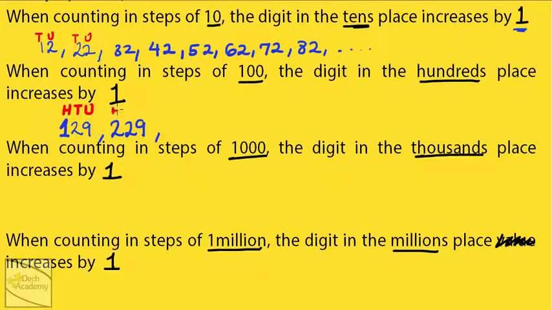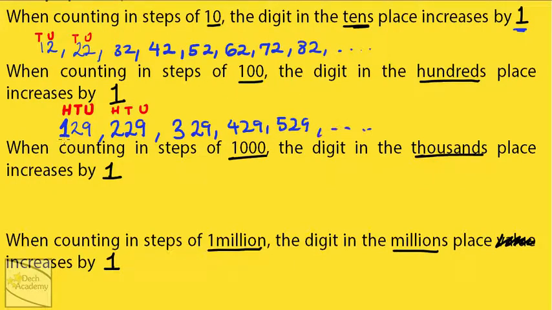Here 2 is in the hundreds place, 2 is in the tens place, and 9 is in the units place. To get the next number in the sequence, I'm going to increase the digit in the hundreds place by 1. So 2 becomes 3. So I can continue in this fashion. And what I'm doing is counting in steps of 100.